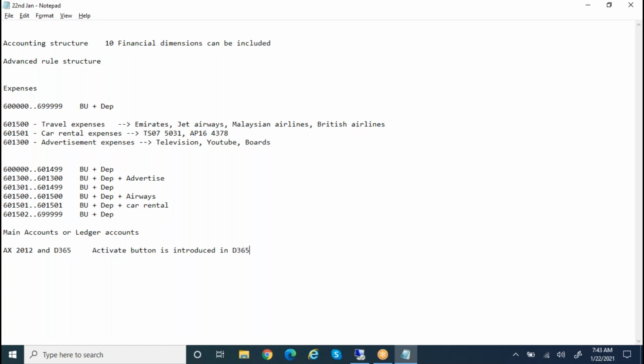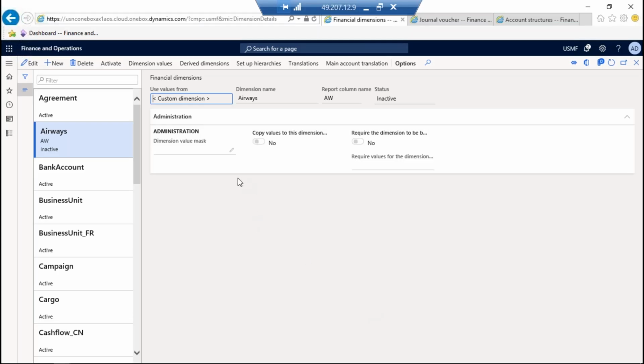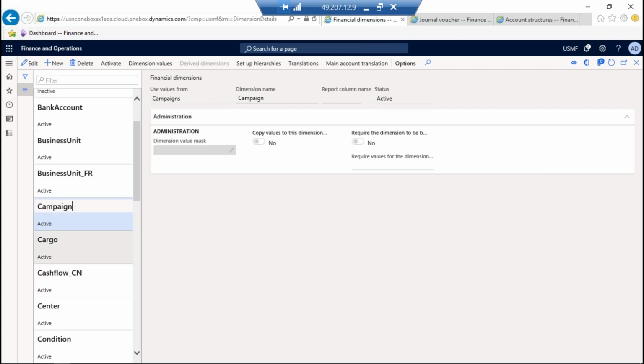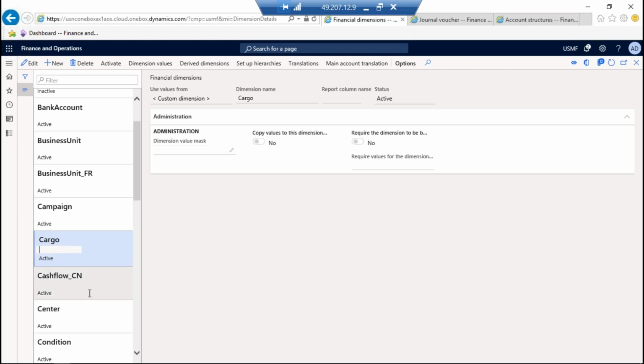Someone is going to ask something. Yes, please. This advanced rule structure, we can't practice until we activate them, isn't it? No, the advanced rule structure you can create. You cannot create your own dimensions, but you can use already existing ones, for example campaign. Okay, all right, thank you. Welcome. So for practicing purposes, there are no hurdles.